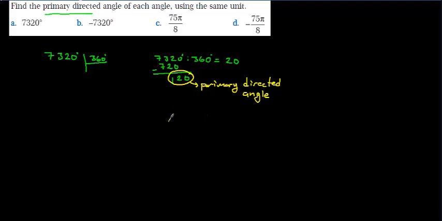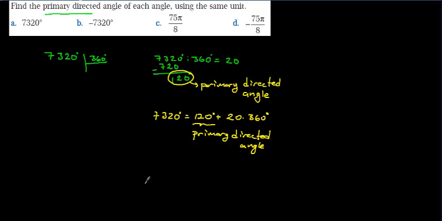Actually, if I write this one again, 7,320 degrees is equal to, I'm writing the division algorithm, 120 plus 20 times 360 degrees. This part is not important for us, and the plus, the remainder exactly, gives us the remainder, and the remainder is giving us the primary directed angle.